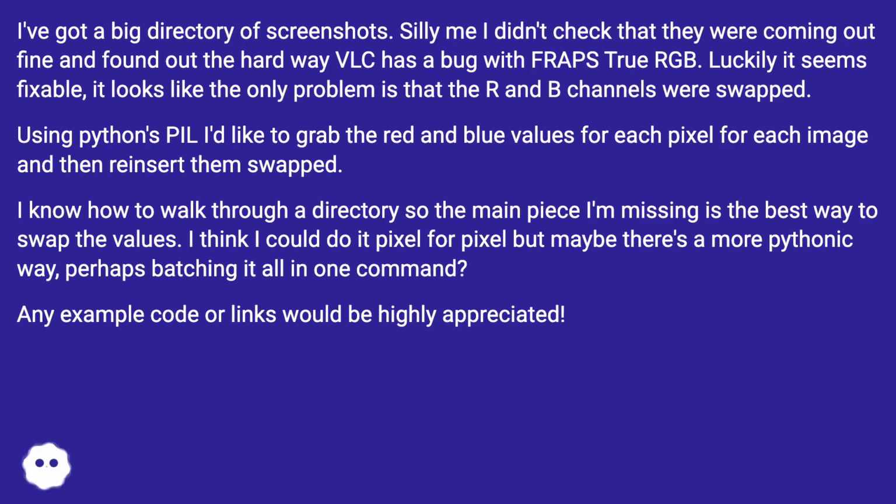Using Python's PIL, I'd like to grab the red and blue values for each pixel for each image and then reinsert them swapped. I know how to walk through a directory, so the main piece I'm missing is the best way to swap the values. I think I could do it pixel for pixel, but maybe there's a more Pythonic way, perhaps batching it all in one command? Any example code or links would be highly appreciated.